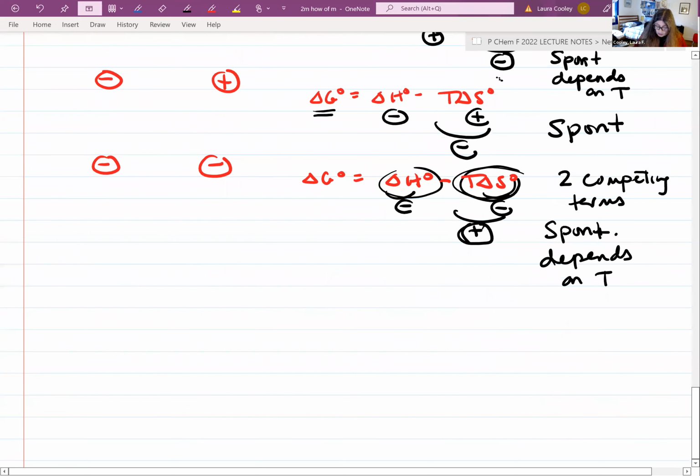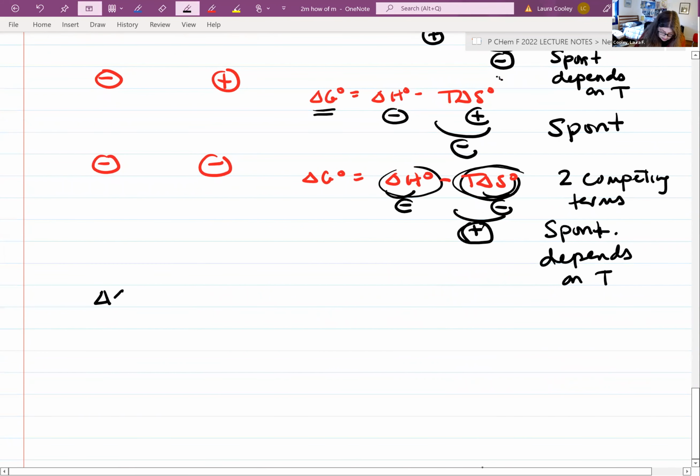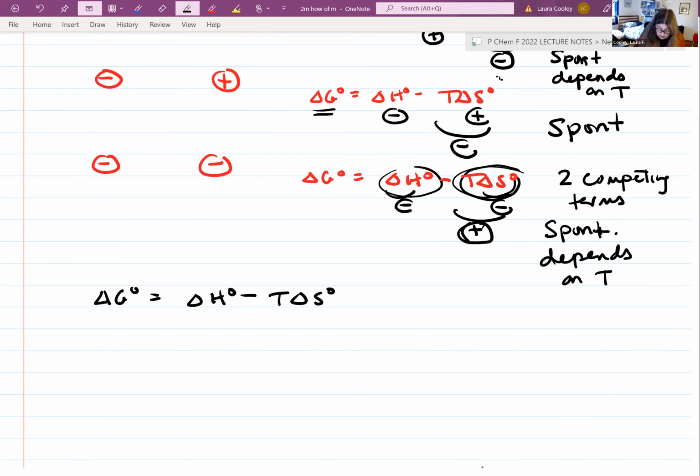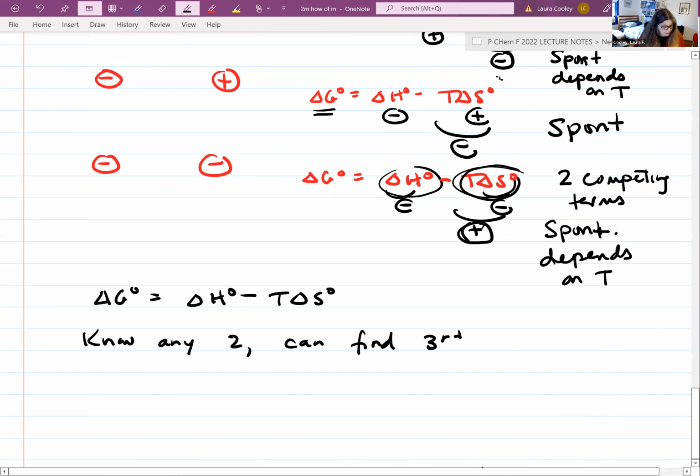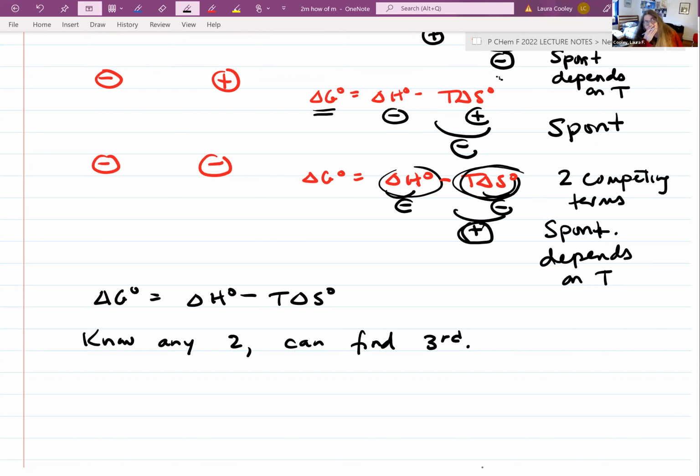So I also want to say that we can use this formula here, this equation. If you know any two of these, you can find the third. Indeed, I think it was in problem 3. You knew delta G, and you know delta H, and so you actually can figure out the delta S.